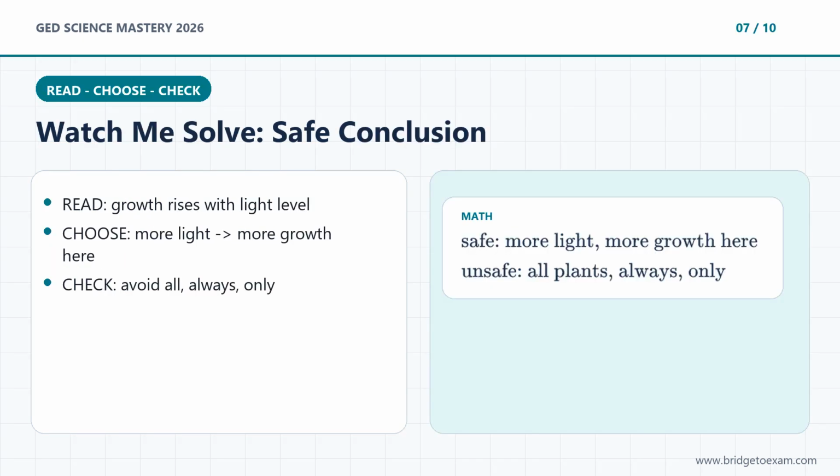What is the safest conclusion from the plant table? Read. Growth increases from 2 to 5 to 8 centimeters as light increases from low to medium to high. Choose. In this experiment, plants with more light grew more. Check. Avoid extreme answers. Do not choose light is the only factor that affects plant growth, or all plants always grow more with more light. Those go beyond the evidence. The correct answer stays close to the data.